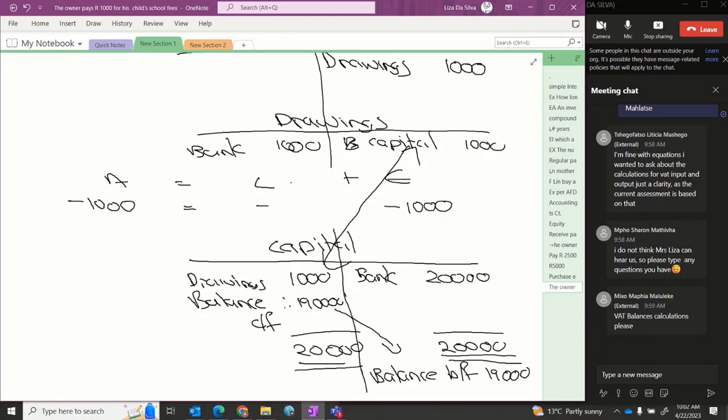I just want to see to what extent you are doing VAT, because I know there's a VAT input and a VAT output and this and that. So I don't know up to what extent you are required to do that. Okay, more questions?